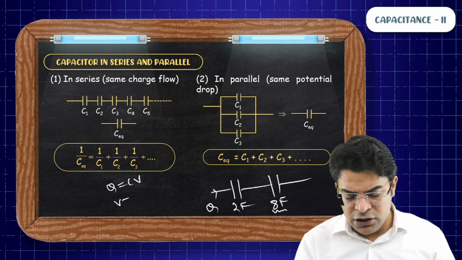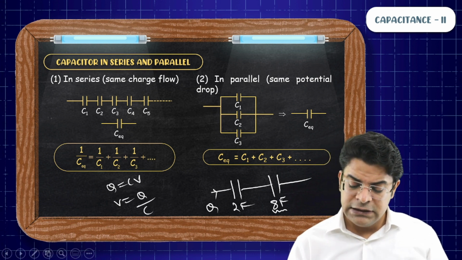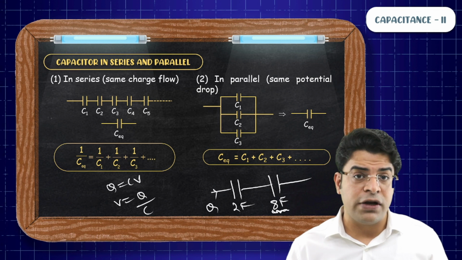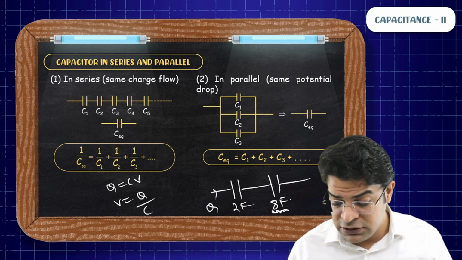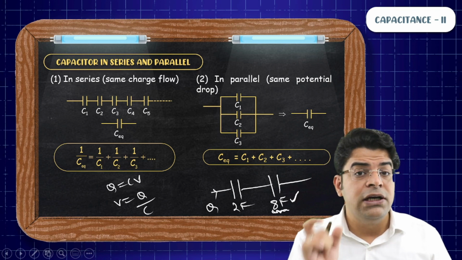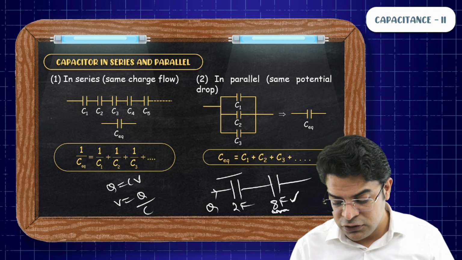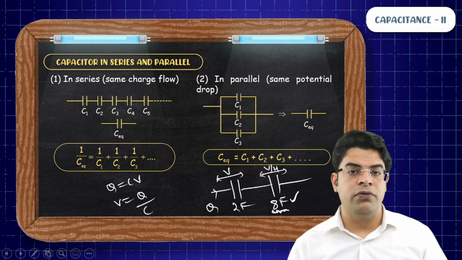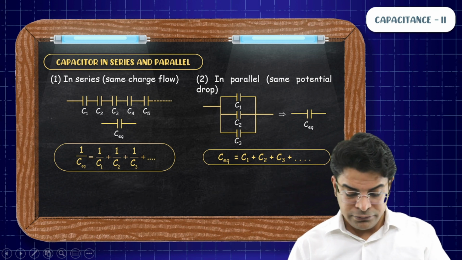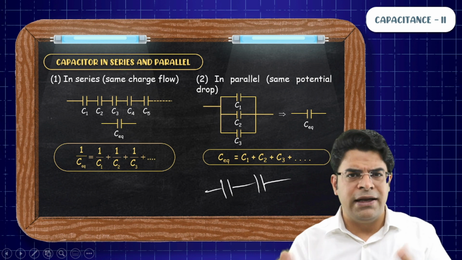So, sir, Q equals CV. So the potential drop across any capacitor equals charge on it upon its capacitance. Since the capacitance of second one is 4 times, the potential drop across it is going to be 1/4. So if the potential drop across first one is V, then the potential drop across second one is going to be V by 4.